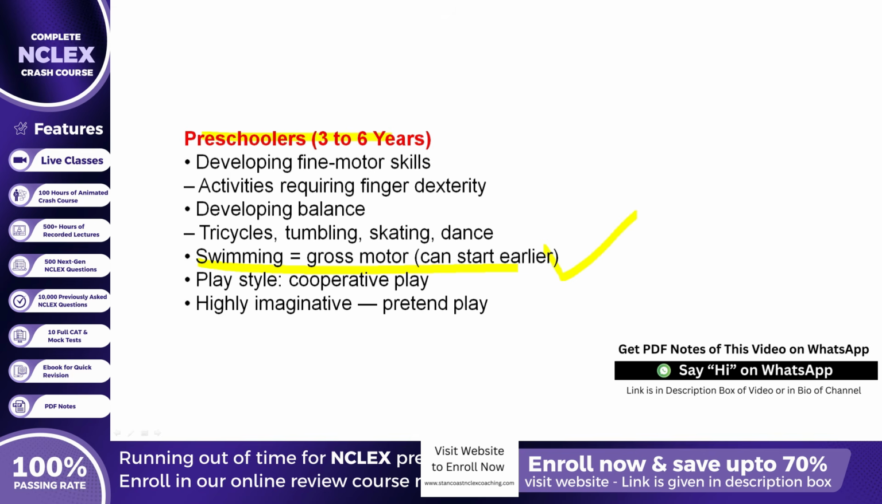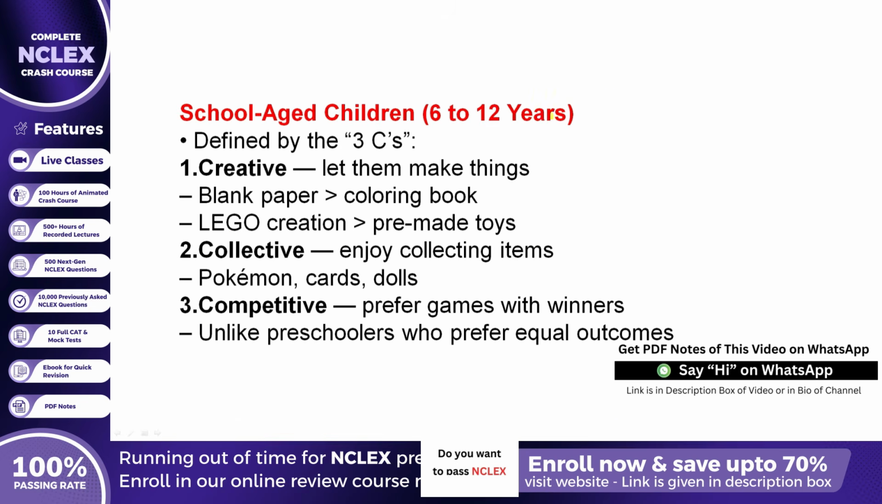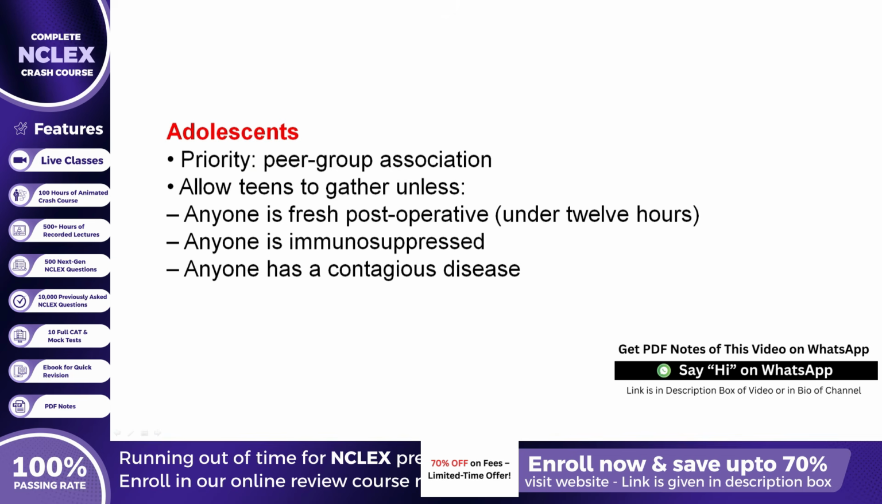When we reach school-age children from 6 to 12 years, their development is defined by what we call the 3 C's. The first C is creative, meaning we should let them make things. And for this age group, blank paper is better than a coloring book, and a Lego creation is better than pre-made toys. The second C is collective, because they enjoy collecting items such as Pokemon cards, trading cards, or dolls. The third C is competitive, as they prefer games with winners, which is very different from preschoolers who typically prefer equal outcomes.